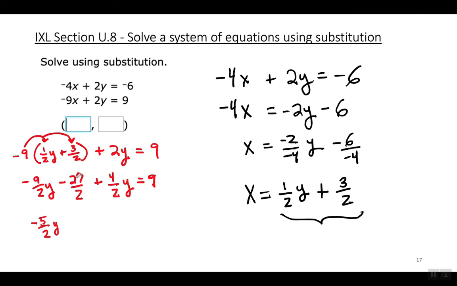Okay, and this negative 27 over 2, I'm going to move it to the other side. And I'm going to combine it with this 9, but let me first change this 9 to have a 2 on the bottom. So I'll change it to 18 over 2, because 18 divided by 2 is 9. So now I can combine it. That's a 2 on the bottom. Now I can combine it with the 27 over 2.